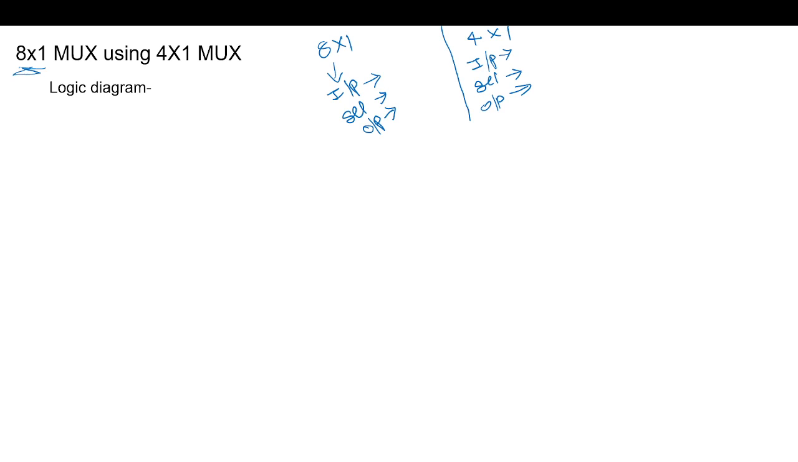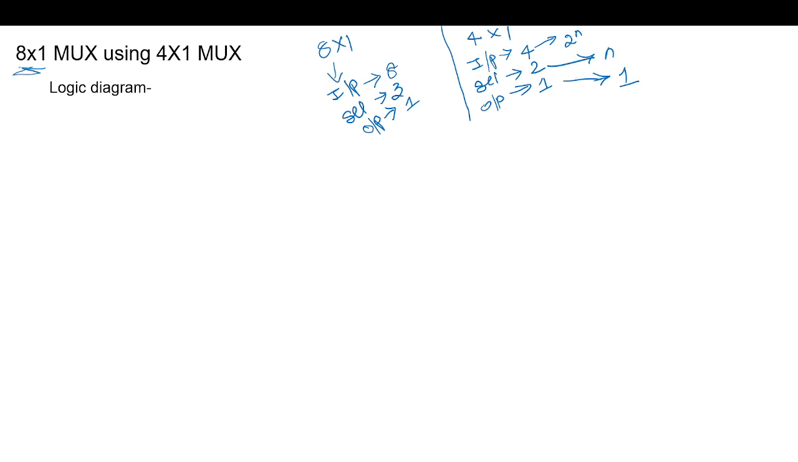So for an 8x1 multiplexer, how many inputs do I need? Okay, 8 inputs, 3 select lines, and 1 output. Yes. And for the 4x1, we need 4 inputs, 2 select lines, 1 output. That is, this will be 2 to the power n, this will be n, and this will always be 1.